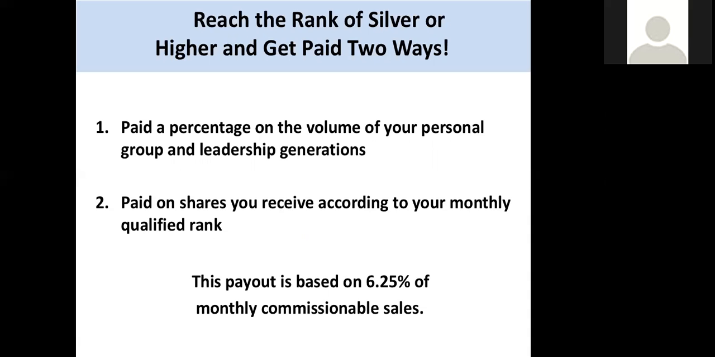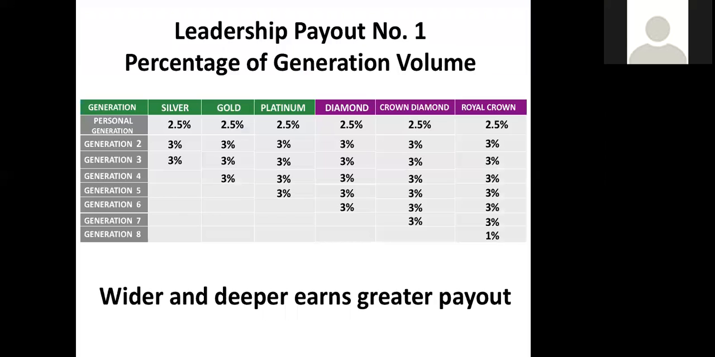So let's first talk about the number one, the percentage of being paid on the volume of your personal group and leadership generations. To do that, we have what's called generation pay. So earlier I had mentioned that Young Living's compensation plan is a hybrid unilevel breakaway plan. Well, the breakaway aspect of this plan is the generation payout. Within Young Living, we call it generations. Within the industry, it's usually referred to as a breakaway type payout.